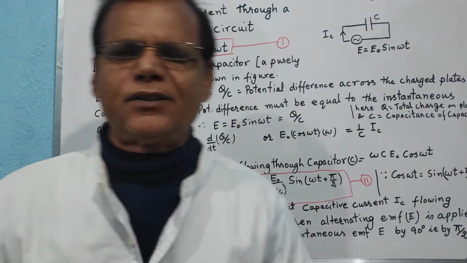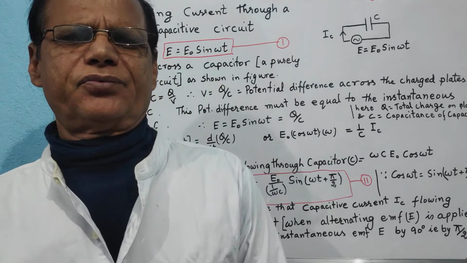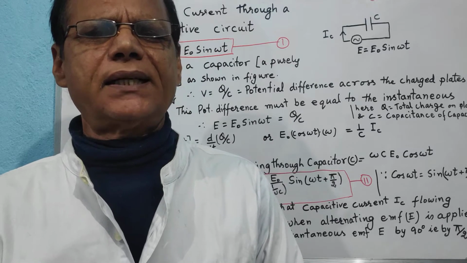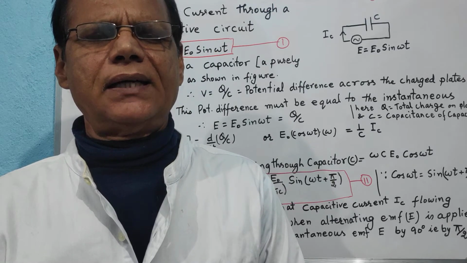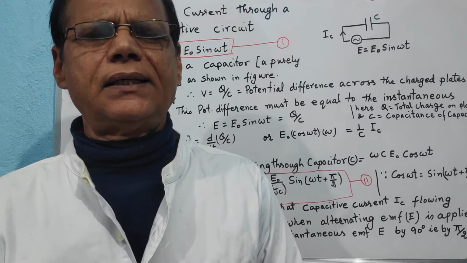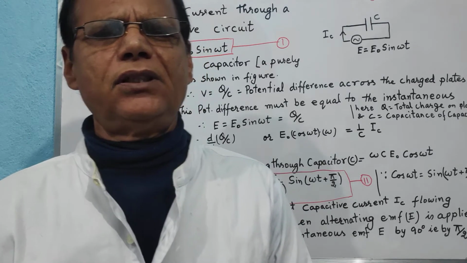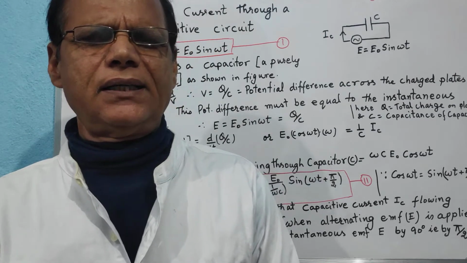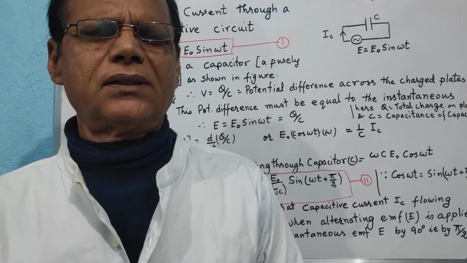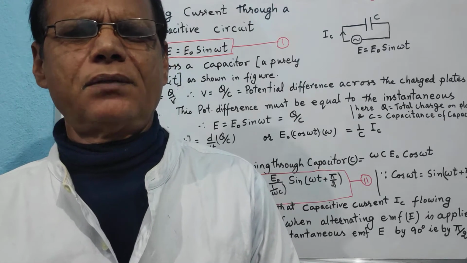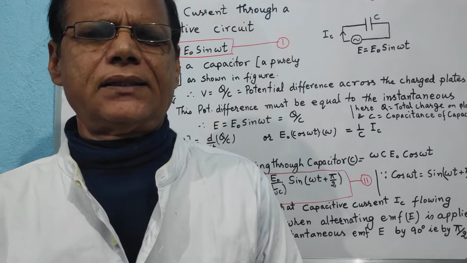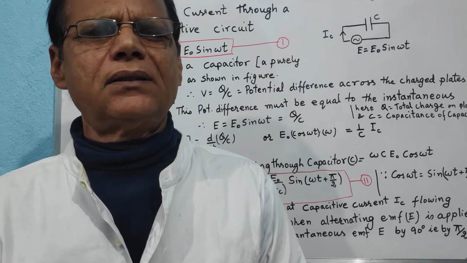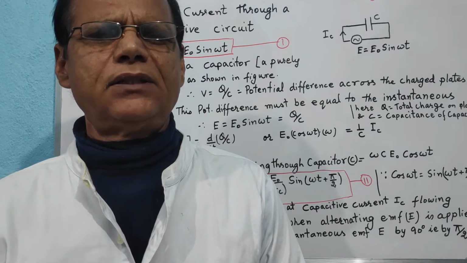Hello students, today we are going to find the relationship between the current flowing through a purely capacitive circuit when an alternating EMF E equal to E0 sin omega t is applied across it. We have already discussed two cases, one for the purely resistive circuit and another for the purely inductive circuit. These derivations and calculations will be of great use in the coming topics of this chapter.